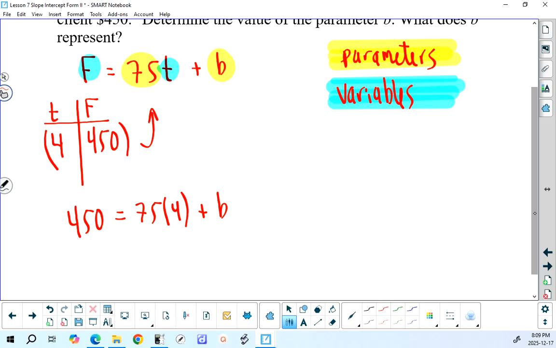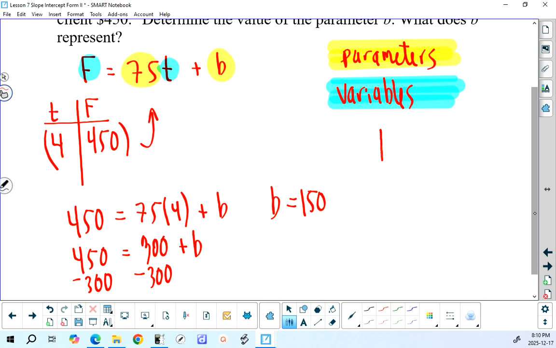You're just getting started with high school algebra, but to solve an equation, it's always a good idea to simplify things first. Nobody walks around saying 75 times 4. You figure out what 75 times 4 is, and it's 300. Now I have 450 equals 300 plus B. If I subtract 300 from both sides, I get B equals 150.